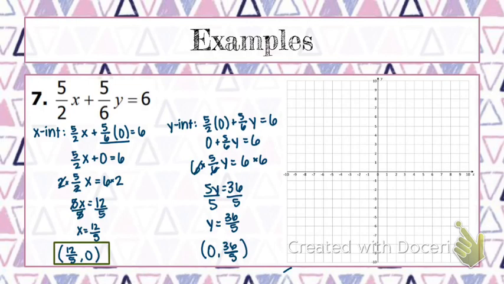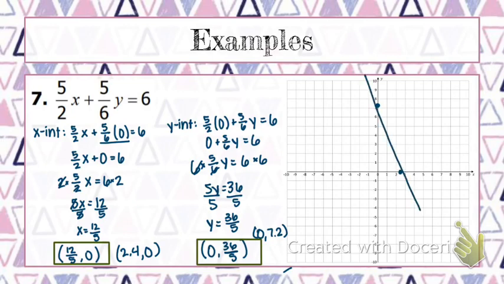And I kind of forgot about it this time, but we can also do these in decimal form. These both make nice clean decimals. So 12/5 is equal to 2.4. So we can have 2.4, 0. And then 36/5 is equal to 7.2. So this one can be 0, 7.2. All right, so 2.4 on the x-axis and 7.2 on the y-axis. And then we just connect the dots. All right, that is your graph for number 7.